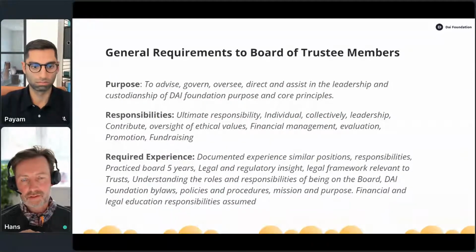Legal and regulatory oversight or insight is very important, not just to be a lawyer like Payam, but you should also, on an individual basis, actually understand the relevant legal frameworks.